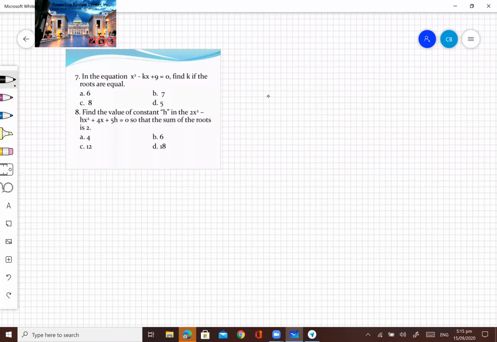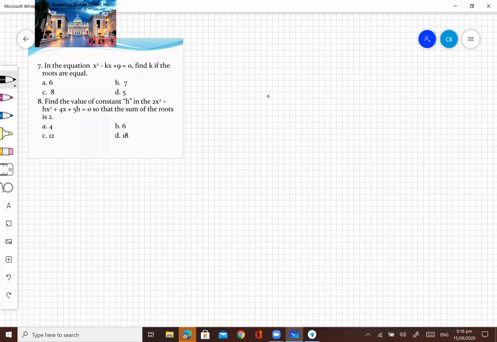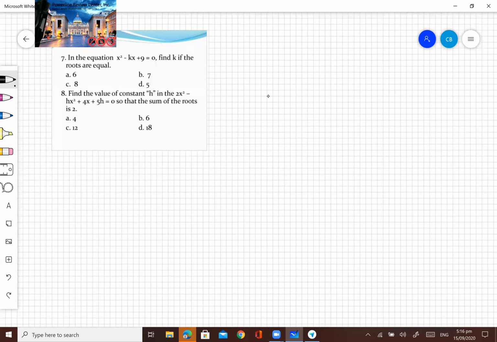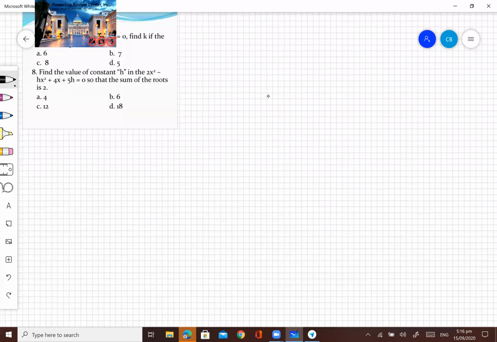Okay. So, let us try number 7. For problem number 7, since we are already on the quadratic equation, let us try to solve for number 7. In the equation x squared minus kx plus 9 equals 0, find the value of k so that the roots are equal. Alam natin that given equation is actually known as the quadratic equation.